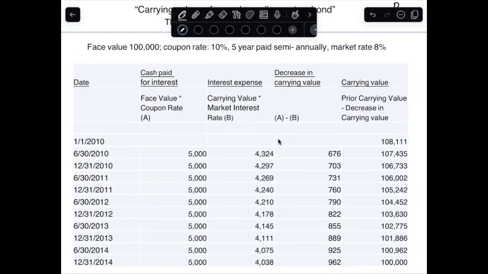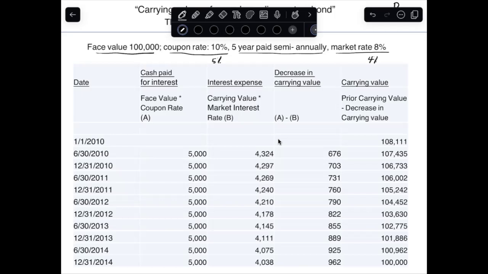And then let's say another scenario. The face value is 100,000. The coupon rate is 10%, 5 years paid semi-annually, and the market rate is 8%. So the market rate is 4% for every period, and the bond rate is 5%. So 5% is more than the market return. So the bond will be issued at a premium.